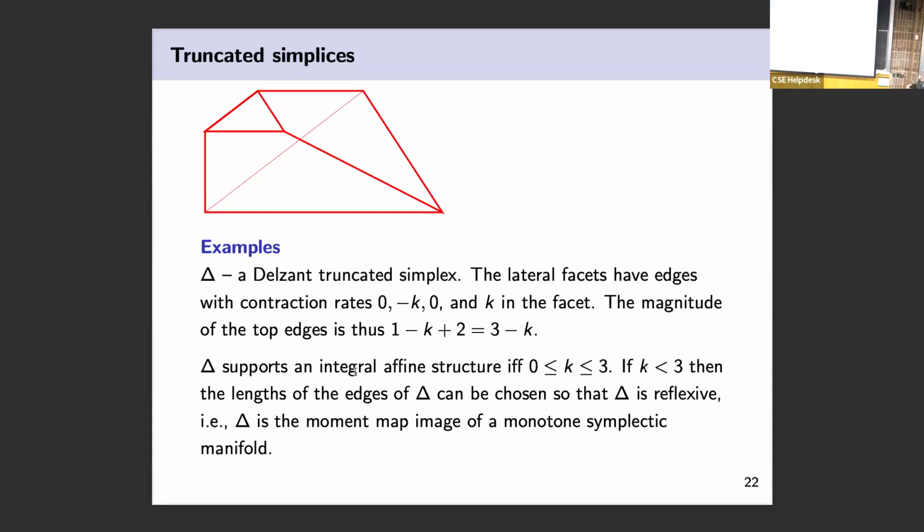And 3 would give me 0 magnitude. If k is less than 3, then it's not hard to see that you can choose the lengths of this so that the polytope is actually reflexive. So it is in fact monotone when the magnitude is positive.